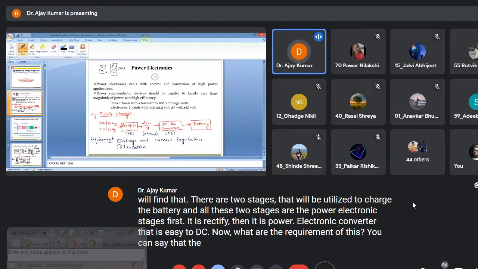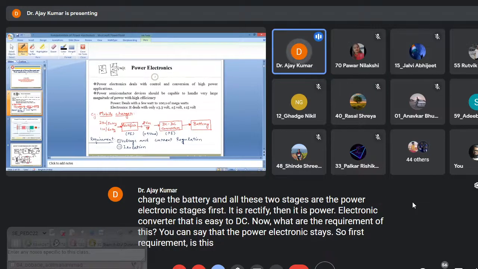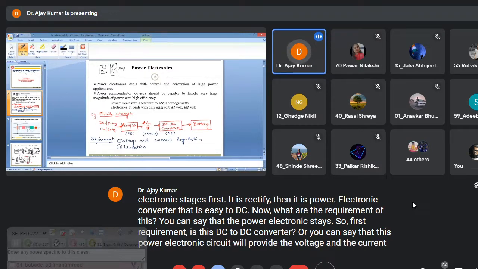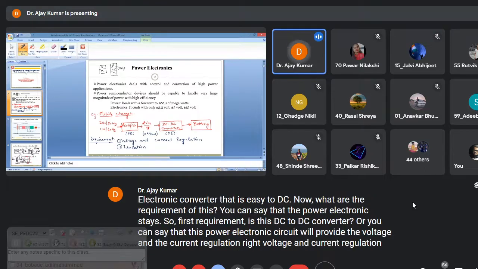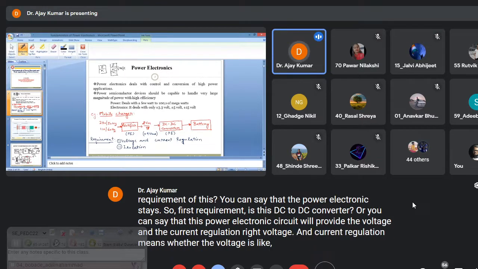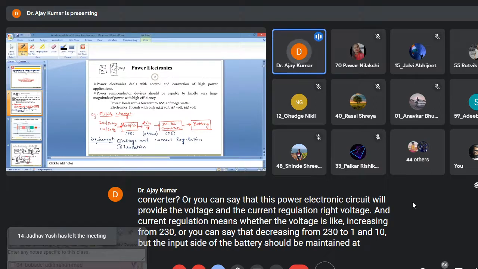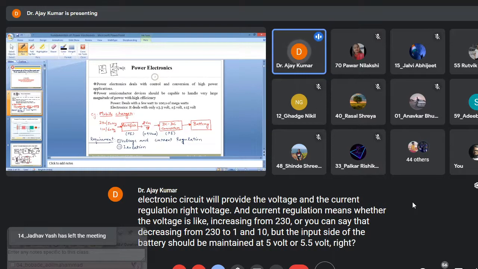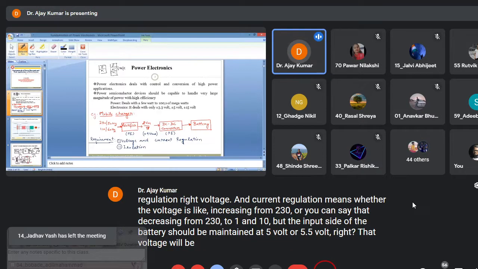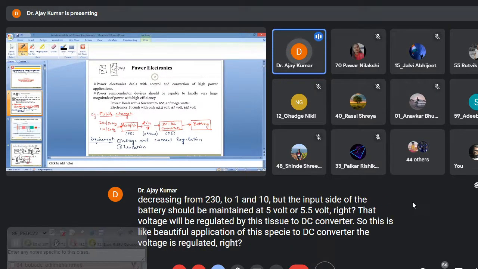The first requirement is that this DC to DC converter, or power electronic circuit, will provide voltage and current regulation. Voltage and current regulation means that whether the voltage is increasing from 230, or decreasing from 230 to 110, the input side of the battery should be maintained at 5 volt or 5.5 volt. That voltage will be regulated by this DC to DC converter. So this is a beautiful application of the DC to DC converter. The voltage is regulated, and similarly, the current is also regulated, correct?